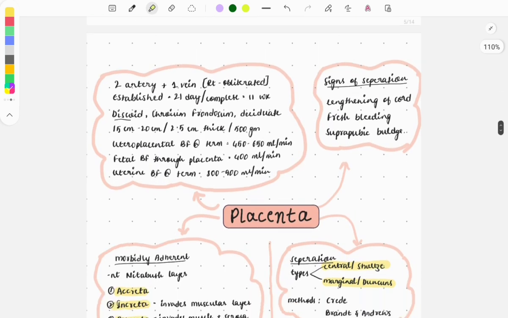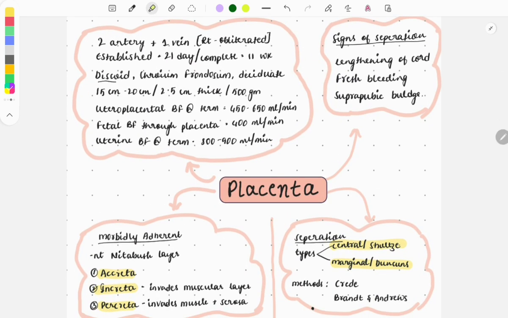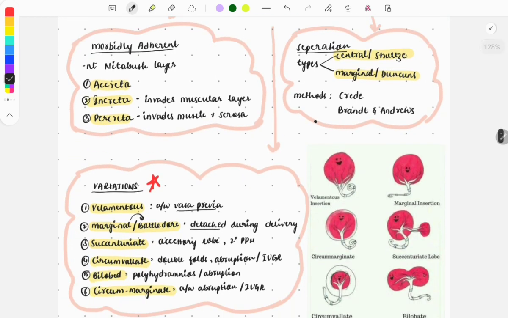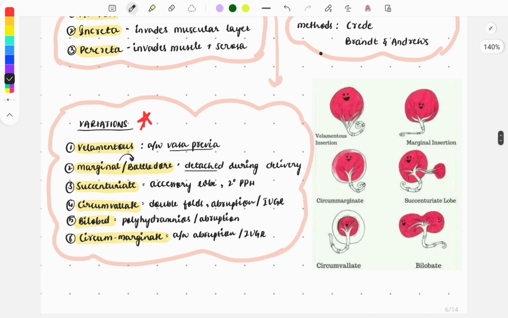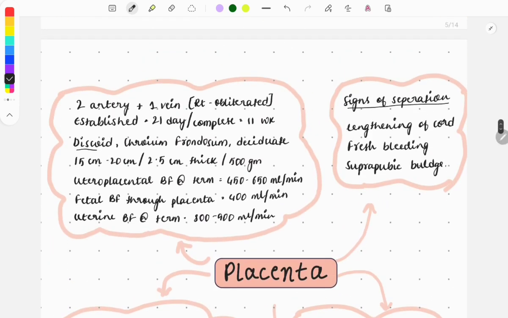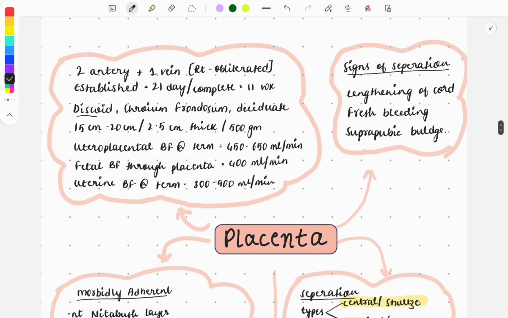Then moving on, we will discuss the placenta. This placenta is also an important topic because frequently questions are asked on it. Image based questions are asked on these and the complications related to it. So we will look at all those points from the placenta. This placenta has 2 arteries and 1 vein. The right vein is obliterated. This is also a PYQ asked multiple times, that a placenta consists of which of the following.